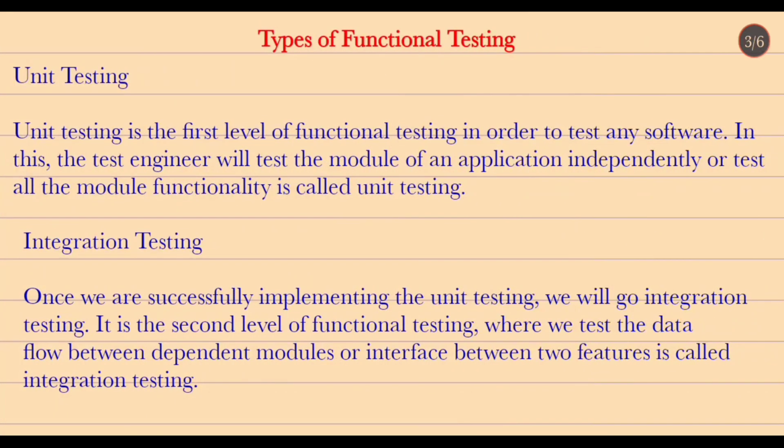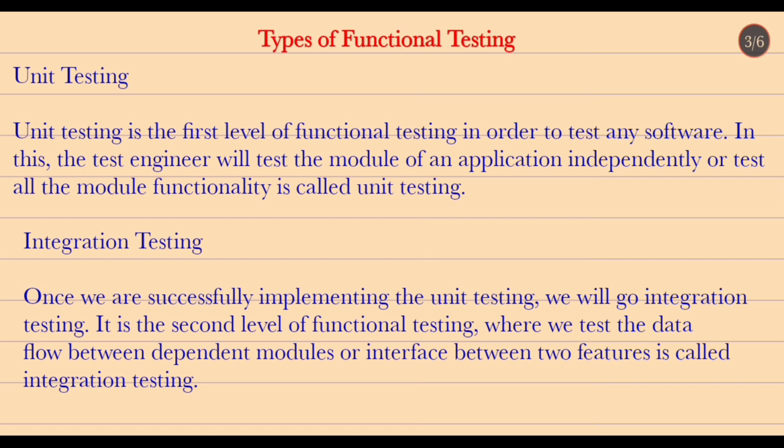This is the kind of black box testing. Now, types of functional testing. There are different types of functional testing we will know in this video. First is unit testing. Unit testing is the first level of functional testing in order to test any kind of software. In this, the test engineer will test each module of an application independently, separately we can say, or test all the modules' functionality. This is called unit testing, means unit by unit it will test.